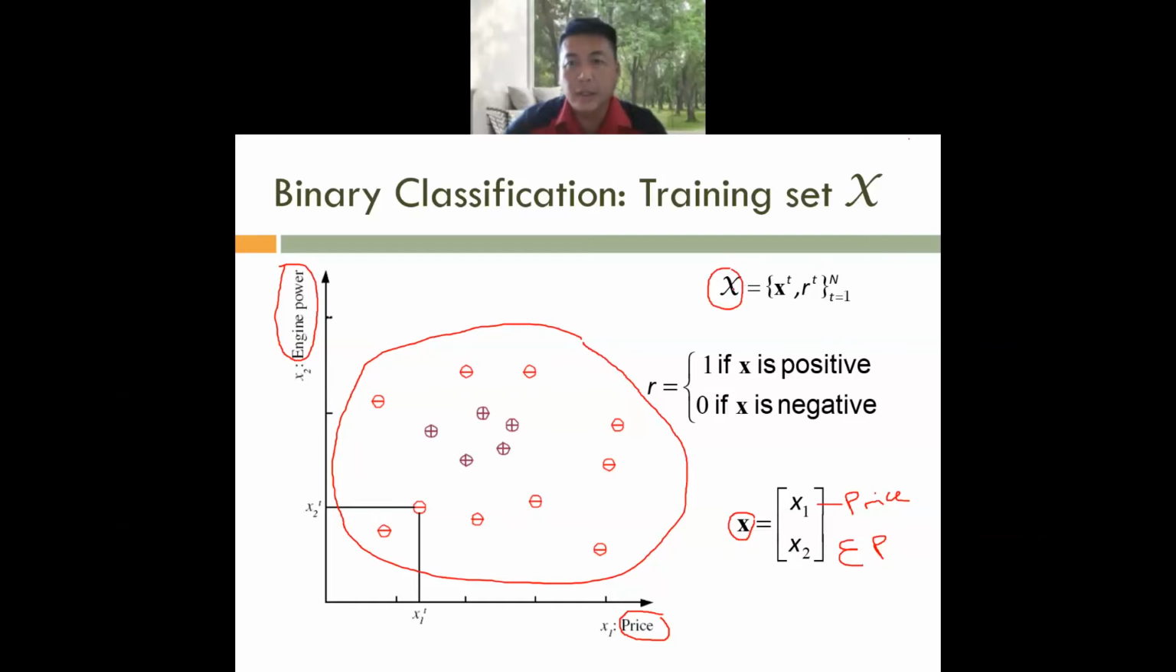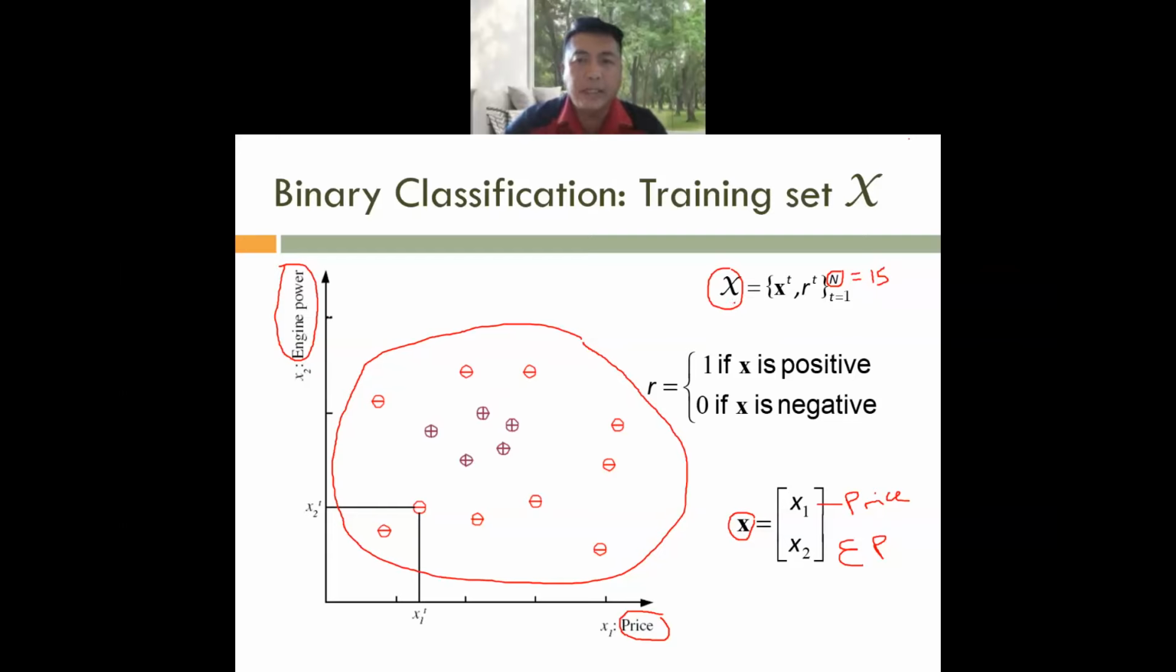Okay, so this is all the sample that we have. We have up to n, where n is the number of samples. In this case, we have 15, because we have 15 samples, 10 negative and 5 positive.